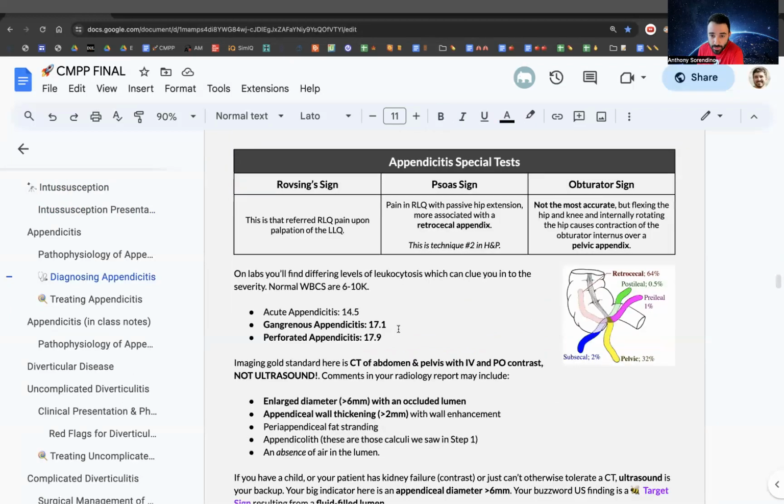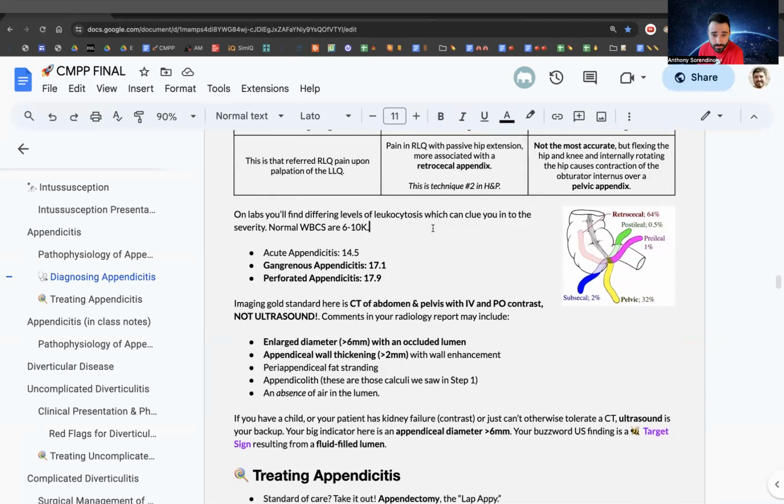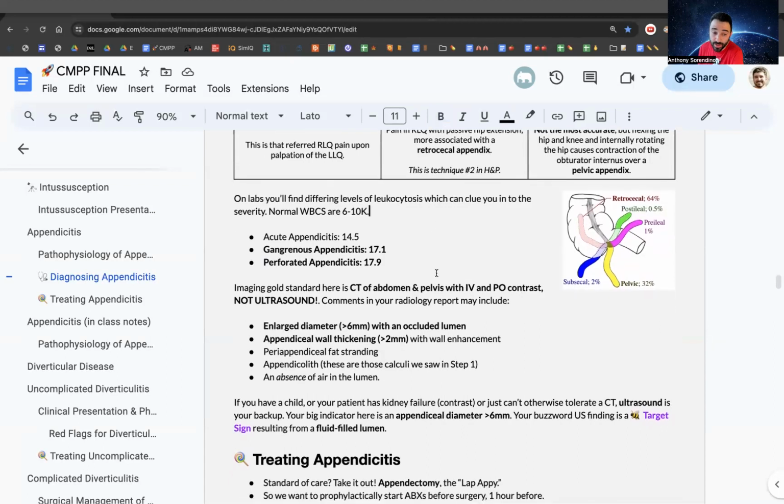All right, we do have the special tests. I mean, we've gone over these so many times. The psoas sign, that second technique, is actually mentioned here with passive extension. So if you see that, it's going to be retrocecal. Obturator is really not the most accurate. I think that's the one that's not great in older people as well. And, oh, this could totally be a question.